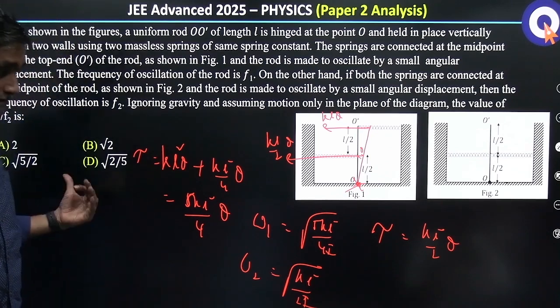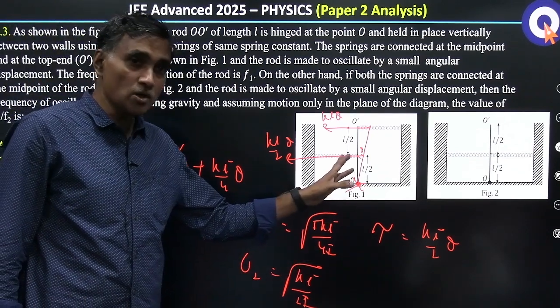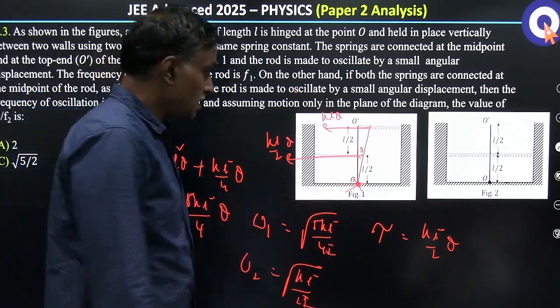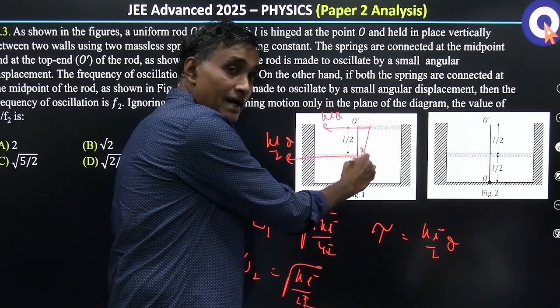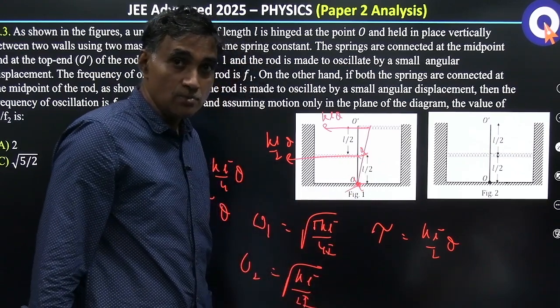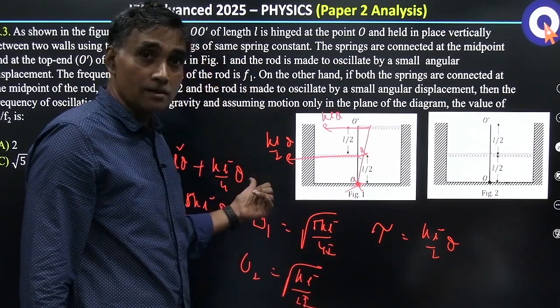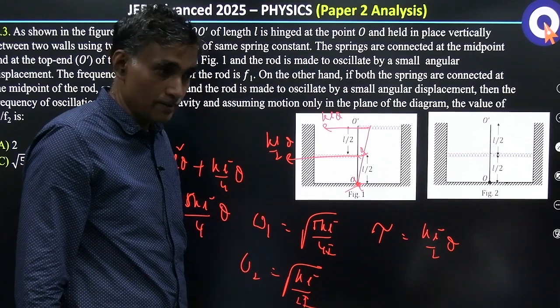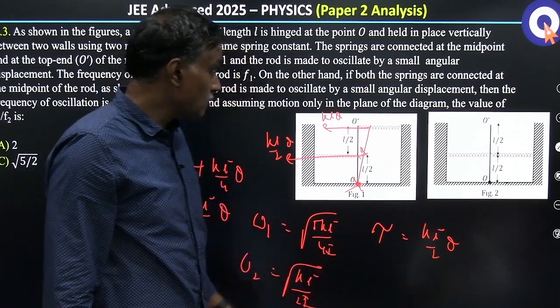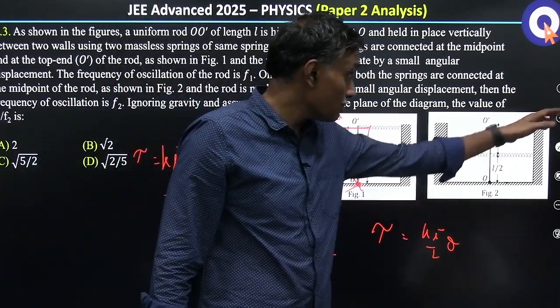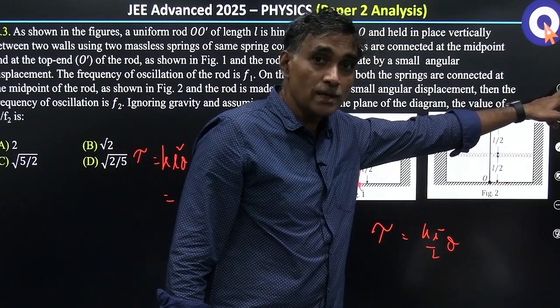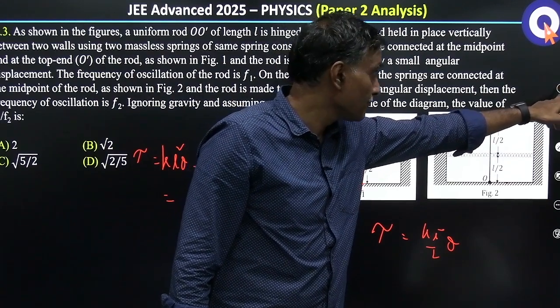Answer is C. If gravity is also considered, then mg into, that will act at like center of mass, okay. So mg into L by 2 theta, another term will get minus here, okay. But ignore gravity, so question has become simple. You can do by energy method also, okay.